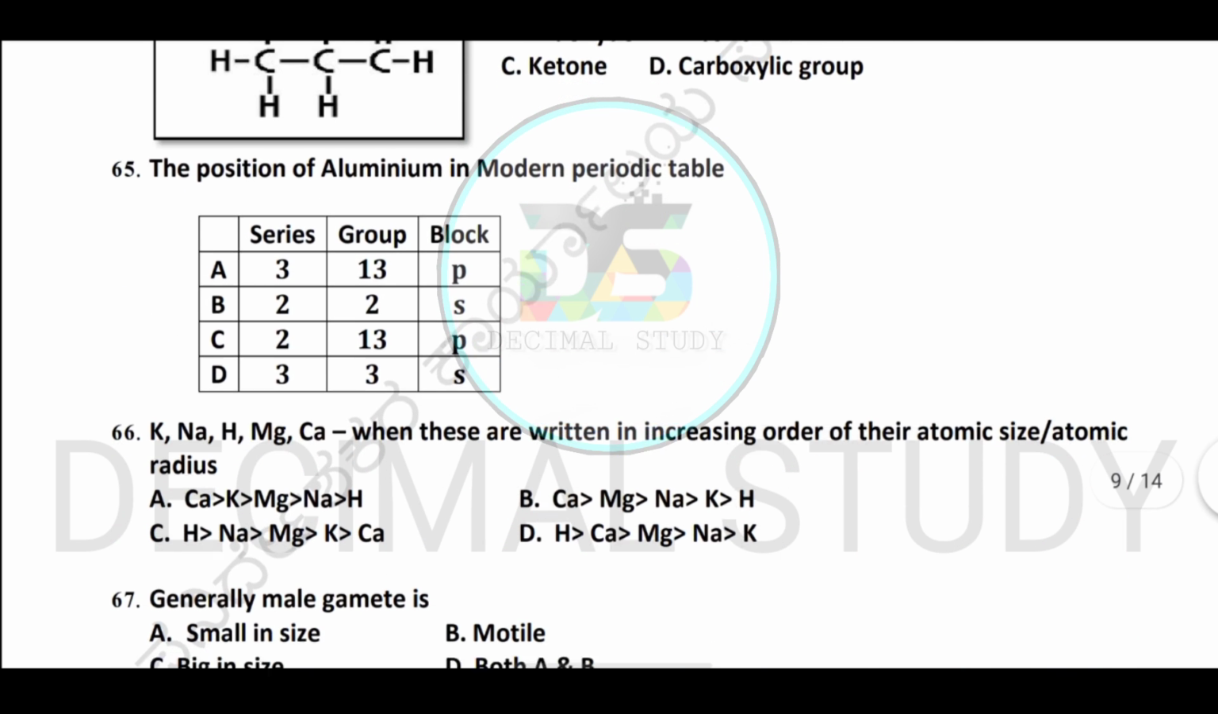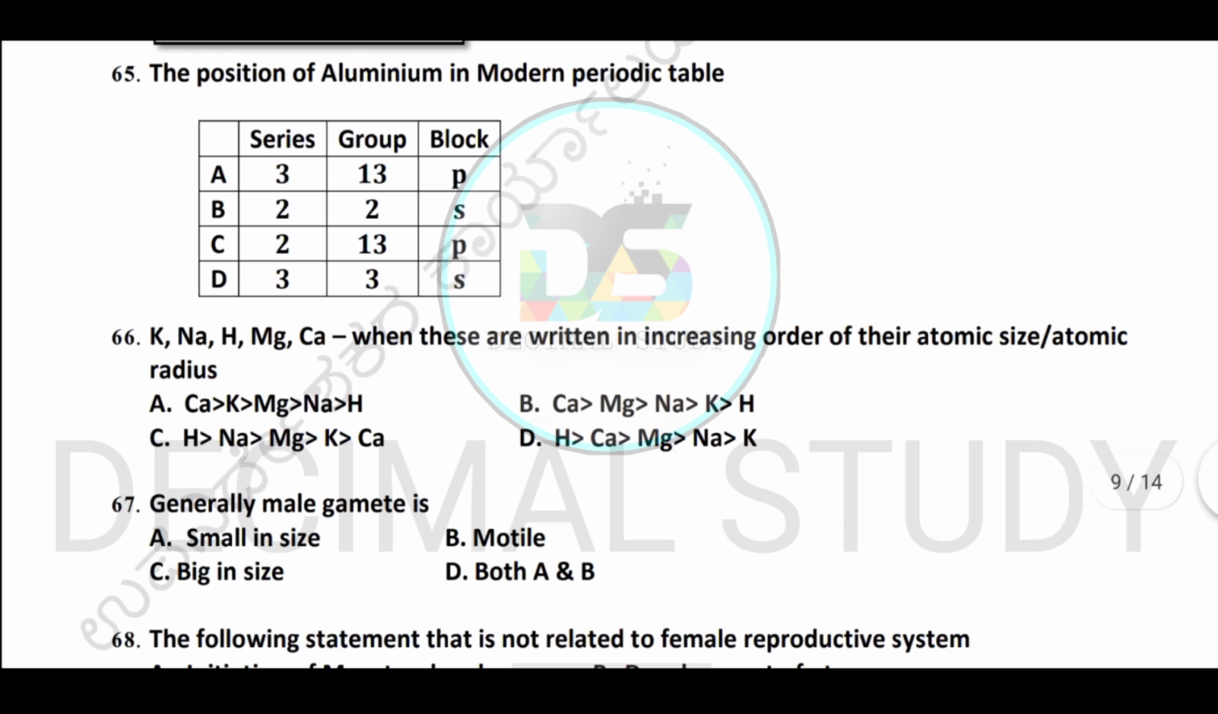Question number 65. The position of aluminium in a modern periodic table. The right answer is option A, 313p.